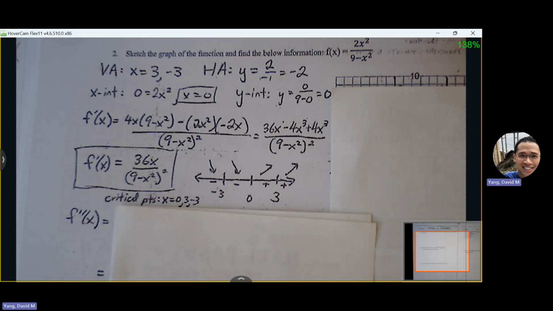So once we get to f prime, we want to look for critical points. Critical points come from both the numerator and denominator. My numerator will give me 0. My denominator will give me plus or minus 3. So we're going to place them onto our slope sign line. Now, notice that -3 and 3 are vertical asymptotes, but they still end up on the f prime sign line. Not because they have a chance of being a relative max or relative min, but they do help separate our intervals of increase and decrease.